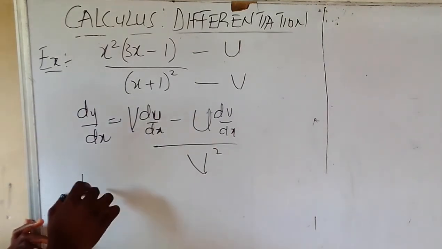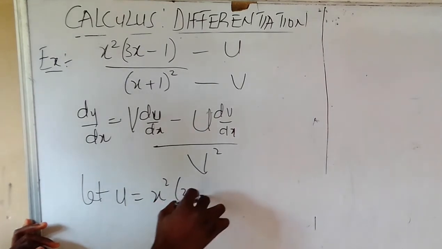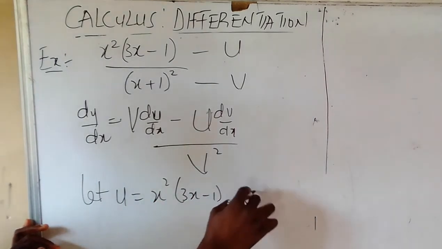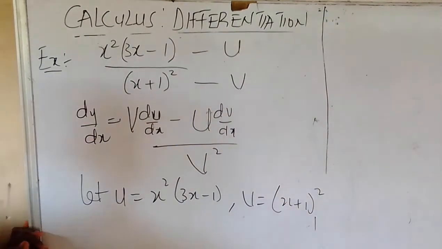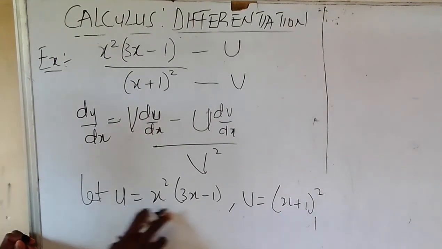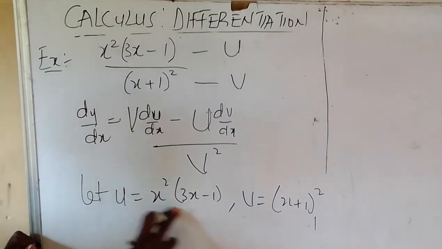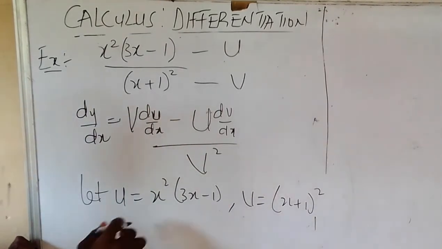Now let u be equal to what? x squared into 3x minus 1, and let v be equal to x plus 1 all squared. In which case, to find du/dx, my u is in product form, so I'm going to use the product rule to solve for u.